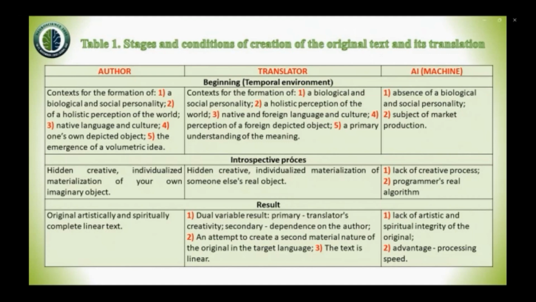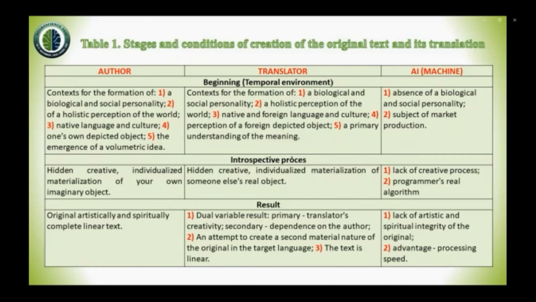Number one, a biological and social personality. Two, a holistic perception of the world. Three, native and foreign language and culture. Four, perception of a foreign object. And the final one was a primary understanding of the meaning.